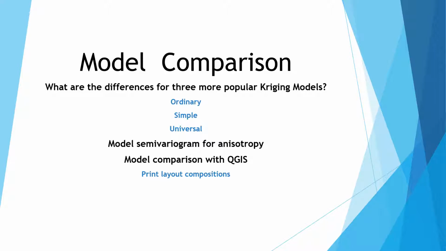Also, we are going to see how to calculate the model of a semivariogram for anisotropy. I know in a previous video we were talking about it, but a subscriber provided me some information to improve the experience using ArcMap, and now I believe we can make a better job. Also, at the end, we are going to be talking about the model comparison using Quantum GIS.